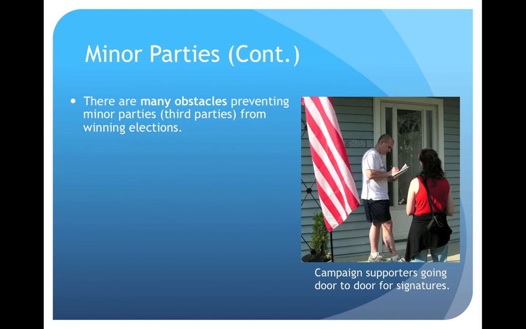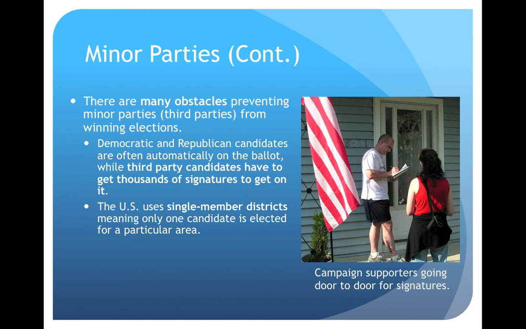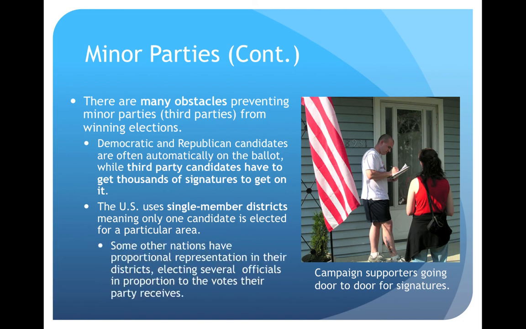There are many obstacles preventing minor parties or third parties from winning elections. Democratic and Republican candidates are often automatically on the ballot, while third-party candidates have to get thousands of signatures to get on it. That means going door to door. The U.S. uses single-member districts, meaning only one candidate is elected for a particular area. Some other nations have proportional representation in their districts, electing several officials in proportion to the votes their party receives.